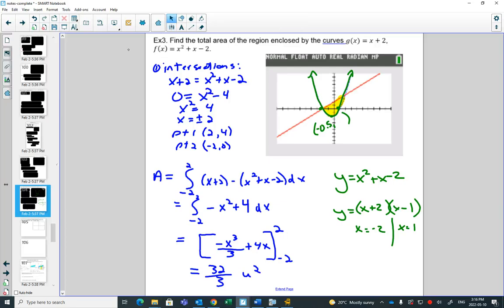Of course, you could always use calculus, right? You could take the derivative, find your minimum point that way as well.